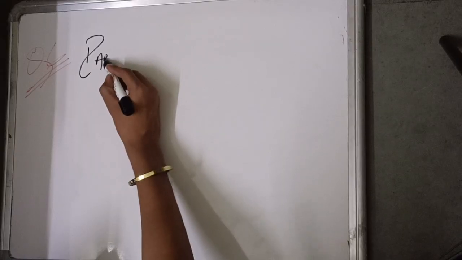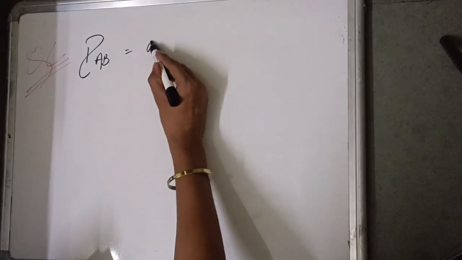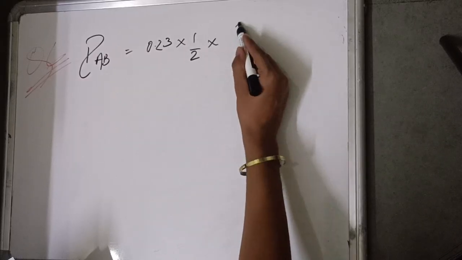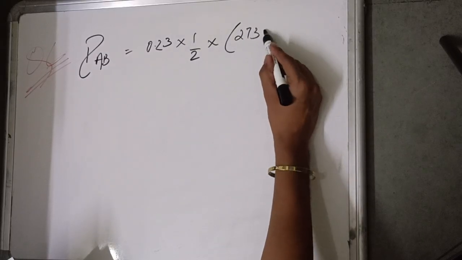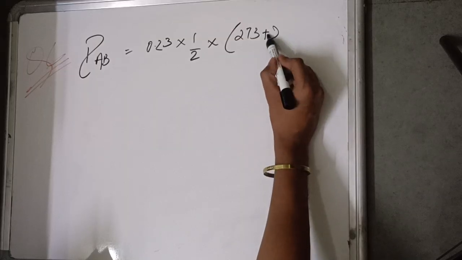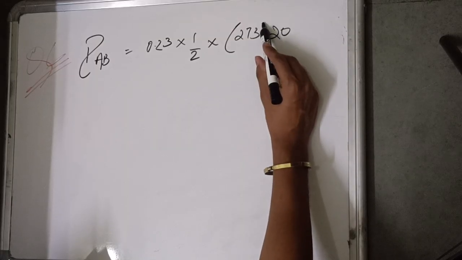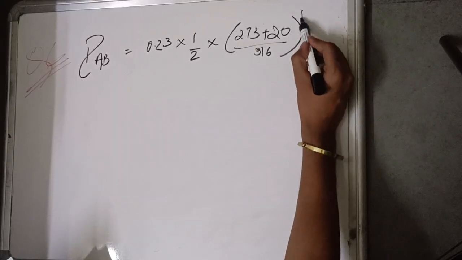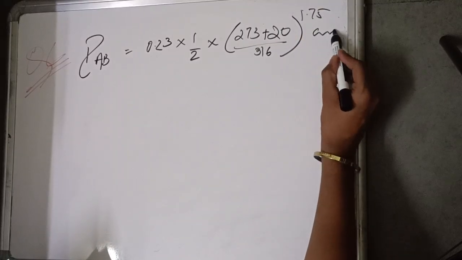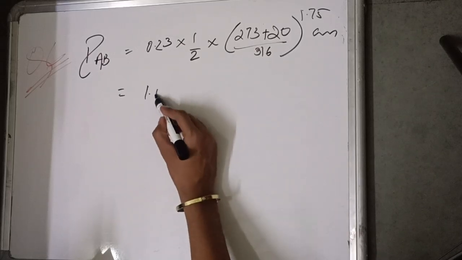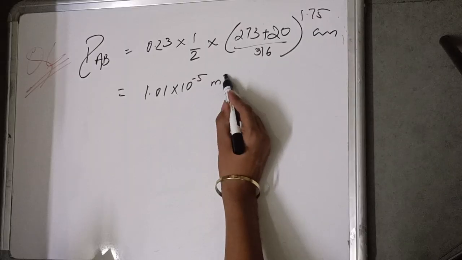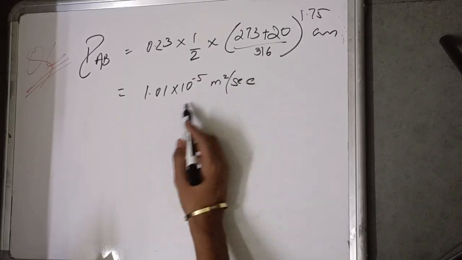It is given that the diffusivity of the N2-O2 mixture is 0.023. We will calculate it respectively. We are converting the given temperature to Kelvin by adding 273, upon 316. It is a generalized formula to calculate the diffusivity. It is coming to 1.01 into 10 to the power minus 5 meter per second.